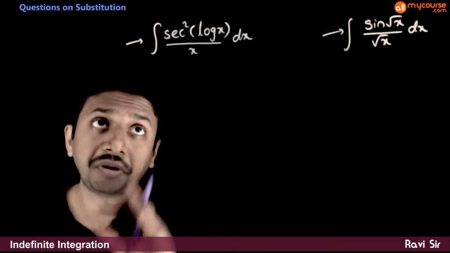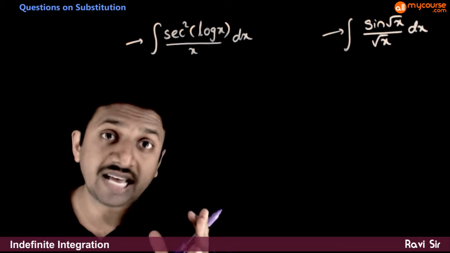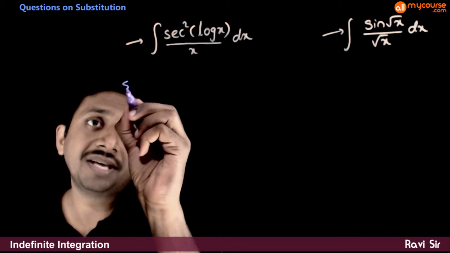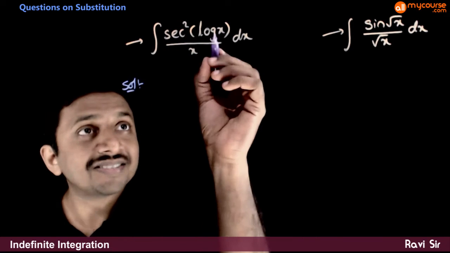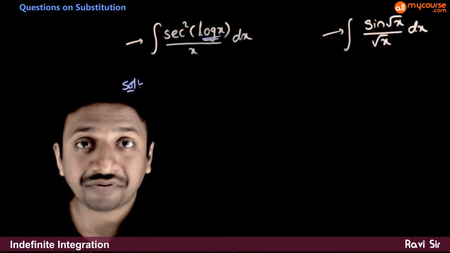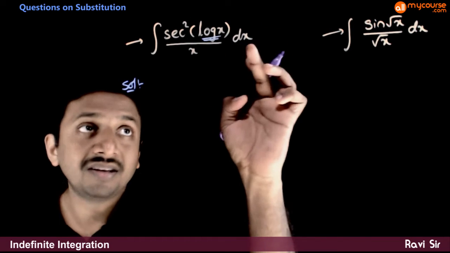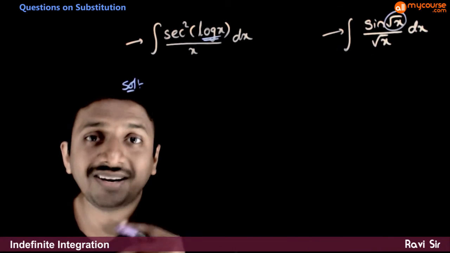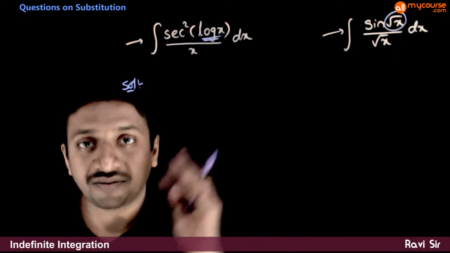So next, you're asked to integrate secant square log x by x and sine root x by root x dx. Again, as you can see, this function secant square log x is made of log x, and you have the differentiation of log x, 1 by x, beside this. And here also root x's differentiation is 1 by 2 root x. So in some way 1 by root x is there with you.